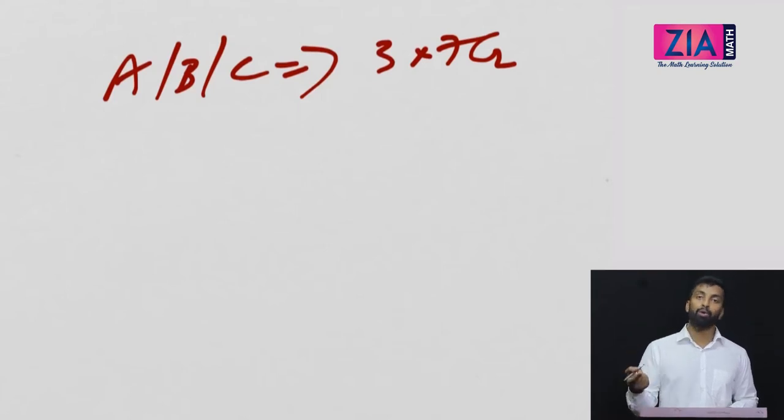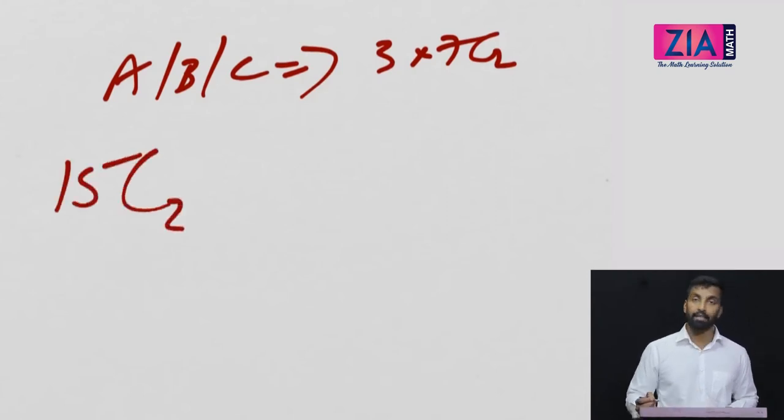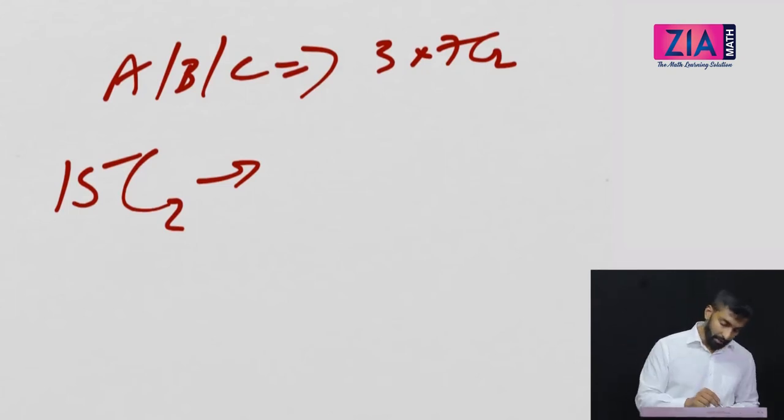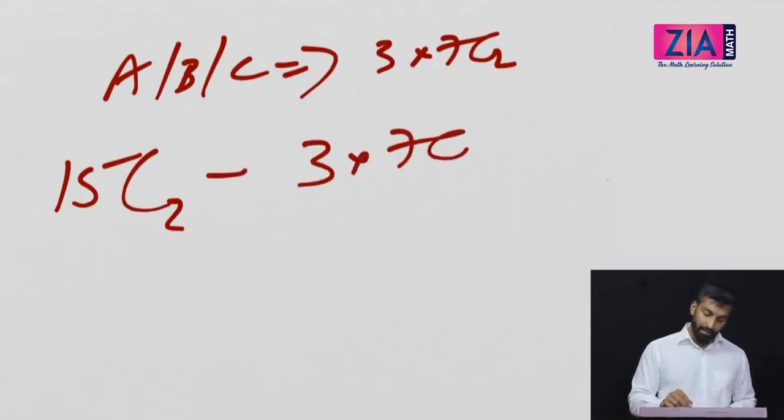Now how many ways can you do it in total, including all different kinds of arrangements? You can do it in 15C2 ways, right? So a total of 15C2 ways you can distribute. Out of that, 3 into 7C2 is where A, B or C is getting more than 7. So what is the condition? A, B, C should get at most 7. So what is the answer? 15C2 minus 3 into 7C2, right?